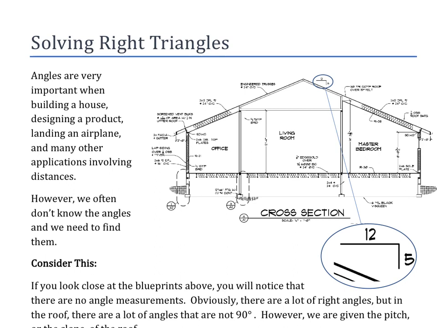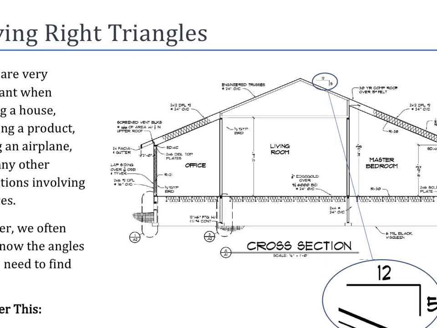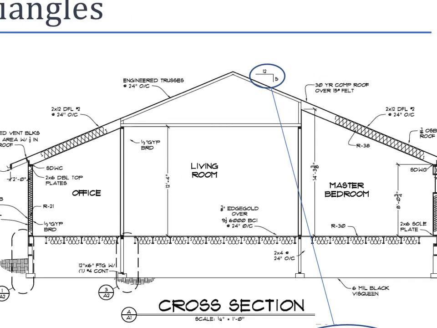But if you look close, you'll notice that architects usually don't put angles in a drawing. Now, sometimes in blueprints for something that's being machined, we'll have angles in there, but often there are a lot of angles that aren't labeled, but there are a lot of lengths. And so we need to figure out how to get these angles from the lengths.